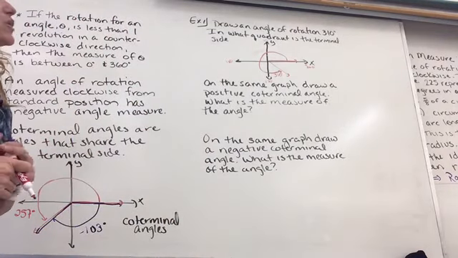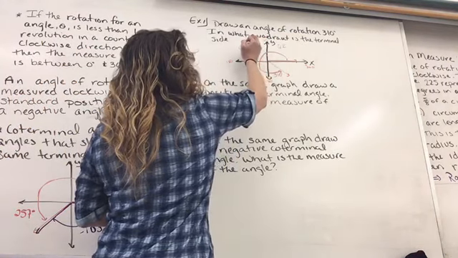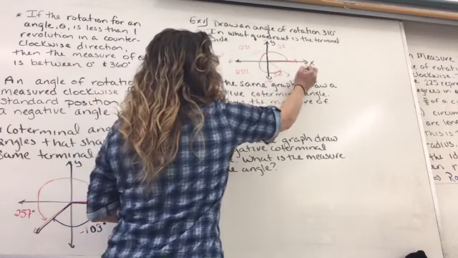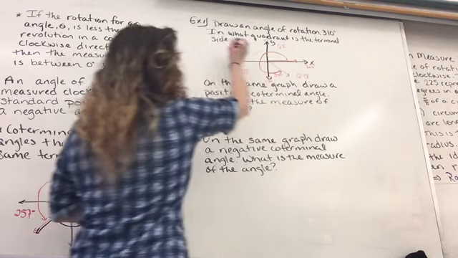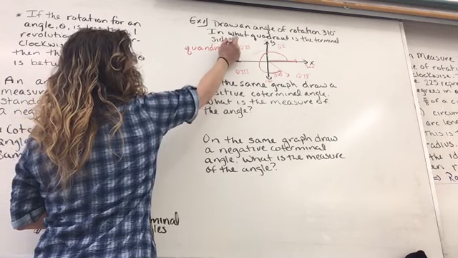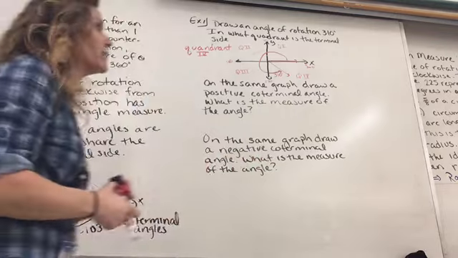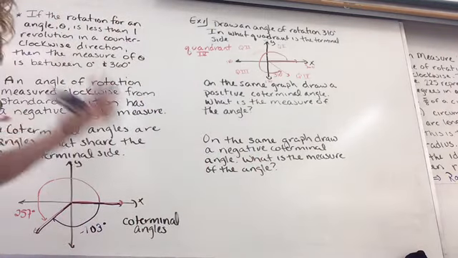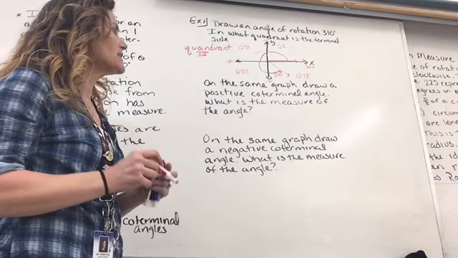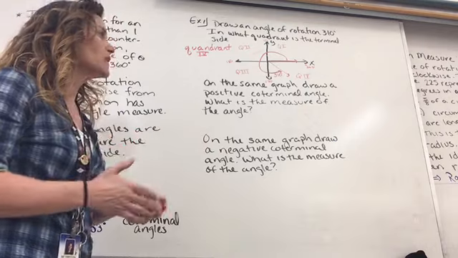The question is, what quadrant is the terminal side? This is Q1, this is Q2, this is Q3, and this is quadrant 4. So to answer that, that would be quadrant 4. The terminal side is in quadrant 4 because 310 degrees is between 270 and 360. Then it says, on the same graph, draw a positive coterminal angle. What is the measure of the angle?